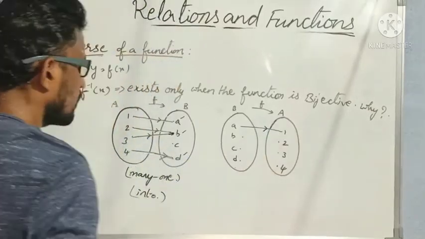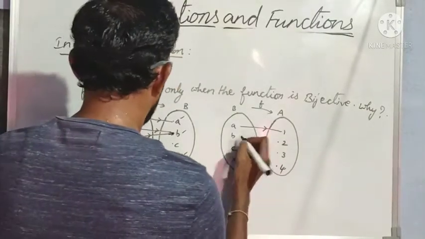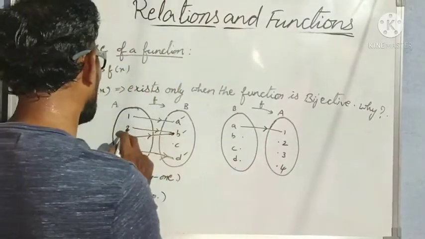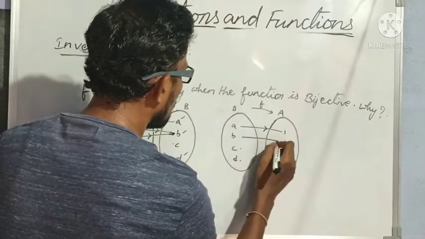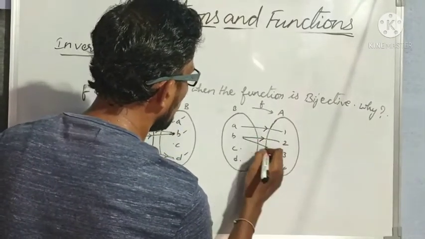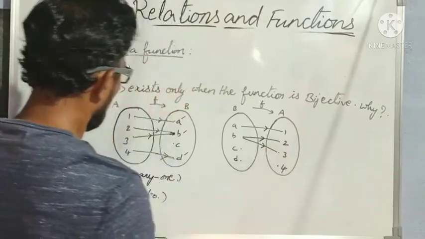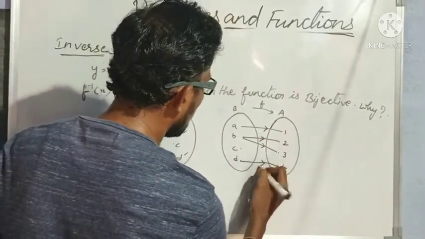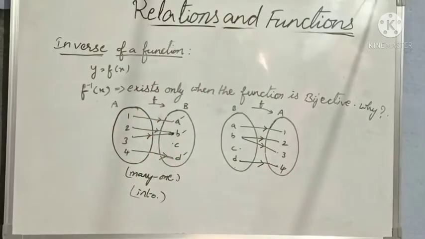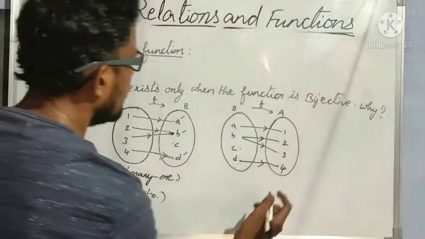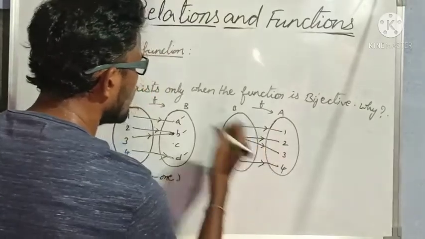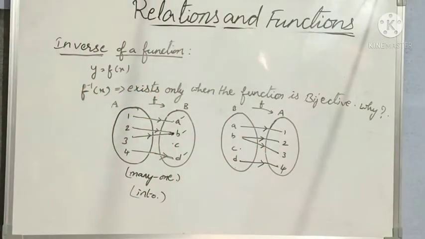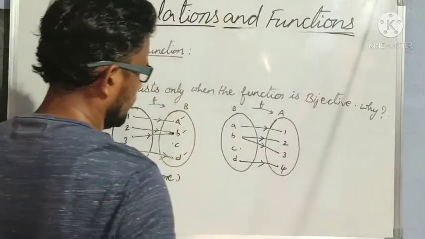For suppose A is mapped to 1. And if I reverse this, B is mapped to how many here? 2 and 3. So B is mapped to 2 and B is mapped to 3. And D is mapped to 4. C is not mapped and D is mapped to 4. Okay? If we clearly observe, every element of A is not mapped here. Yes, so this is not a function.